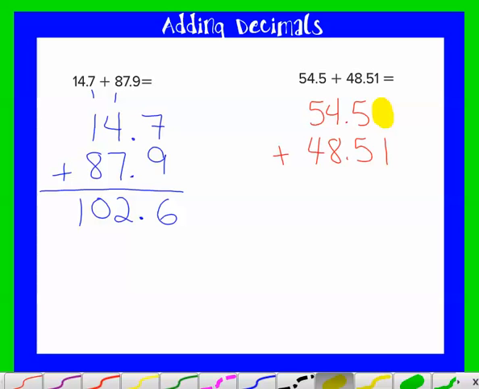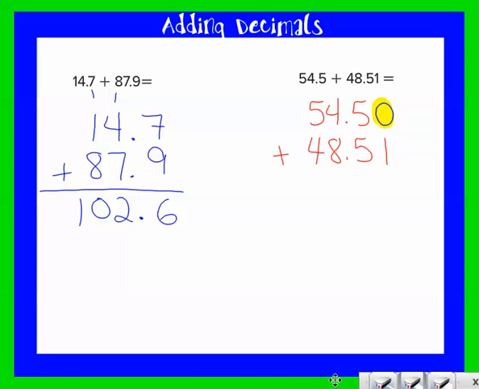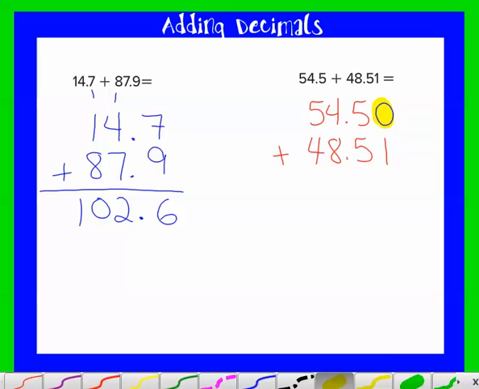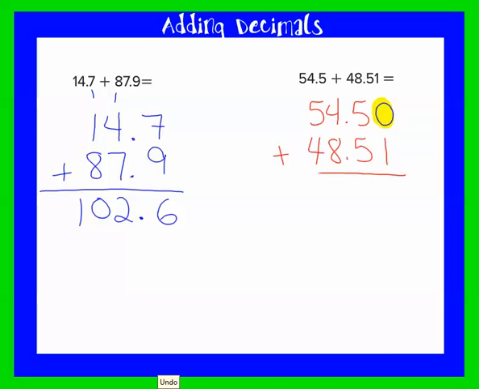So where we have that space in 54 and 5/10, we're going to annex the 0. That means we're going to put that 0 in at the end of our number so that we can add appropriately. Now we can see that we have 0 plus 1, 5 plus 5 is 10, carry the 1, and then we have 13 in the ones place, so we'll carry a group of 10 to the tens, and then we have 10 between 1 plus 5 plus 4.